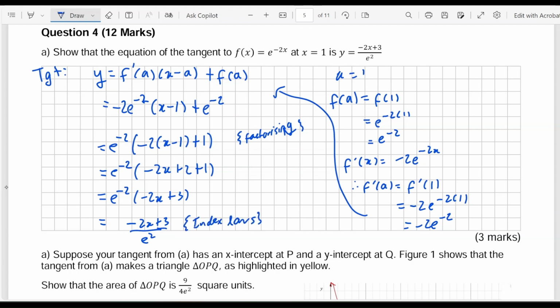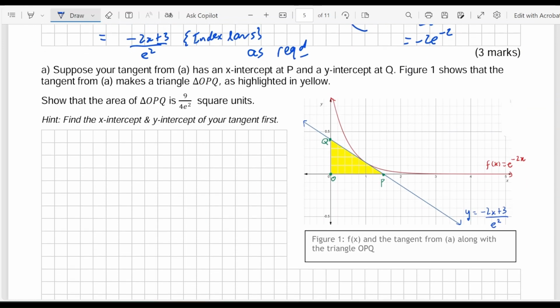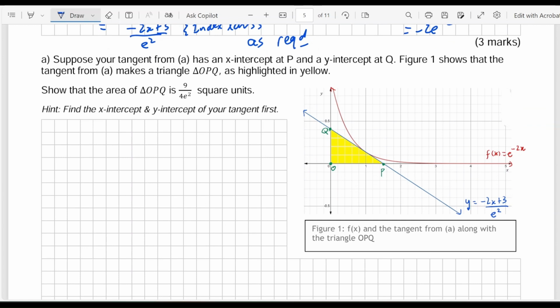And since it's a show that question, we like to write as required at the end. We've got a triangle there that this tangent makes. So we've got to find the area of that triangle. So that blue line there is a tangent. It makes that triangle in yellow there. We have to find the area. Now I've given you a hint there to find your x and y intercept. So Q is the y-intercept. And P is the x-intercept.